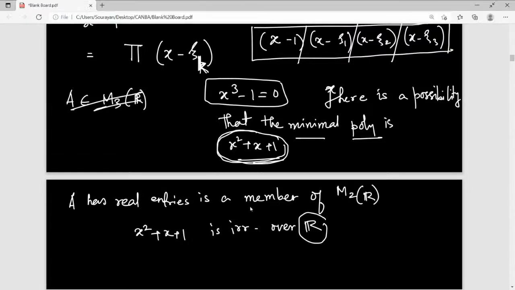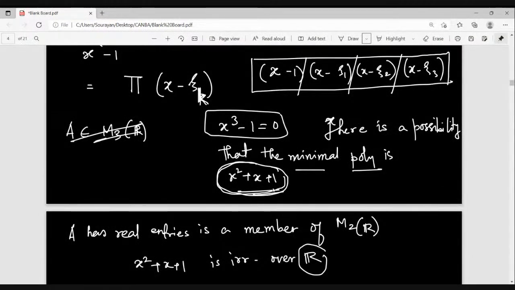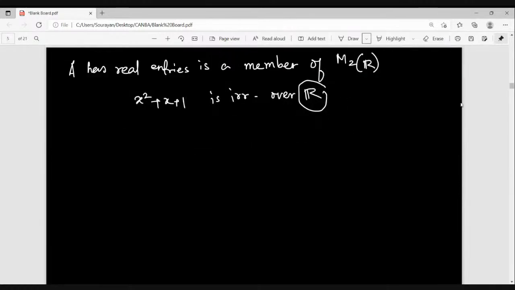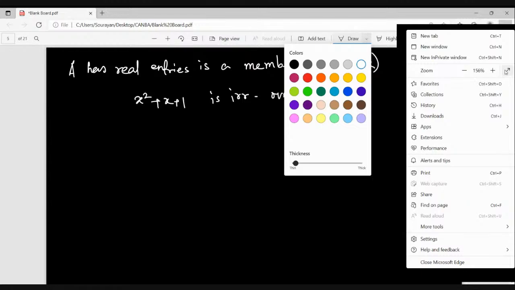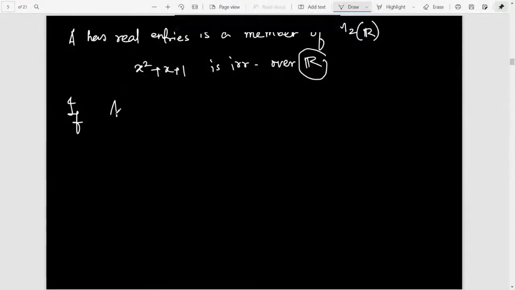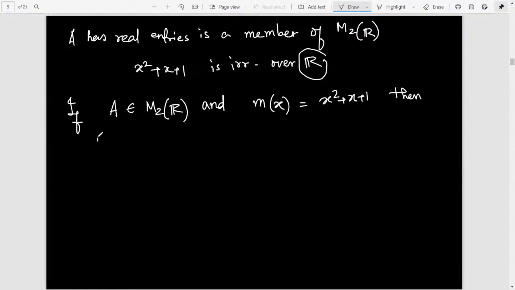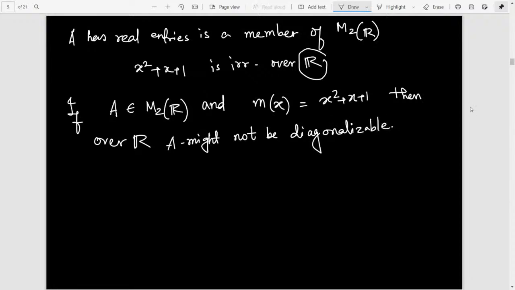Okay, so this is one of the remarks that I wanted to make in this problem. That's why it might have taken a little bit of time. But the interesting fact is how we use the splitting criterion of the minimal polynomial in these types of problems. Okay, so from here, if we want to write down the exact answer: if A belongs to M2R and the minimal polynomial m(x) is equal to x square plus x plus 1, then over R, A might not be diagonalizable. Okay, so that's what we have.